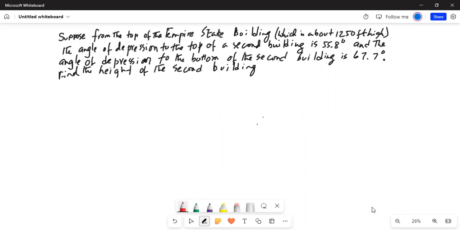Suppose from the top of the Empire State Building, which is about 1,250 feet high, the angle of depression to the top of a second building is 55.8 degrees, and the angle of depression to the bottom of the same second building is 67.7 degrees. Find the height of the second building. Okay, let's do the solution.